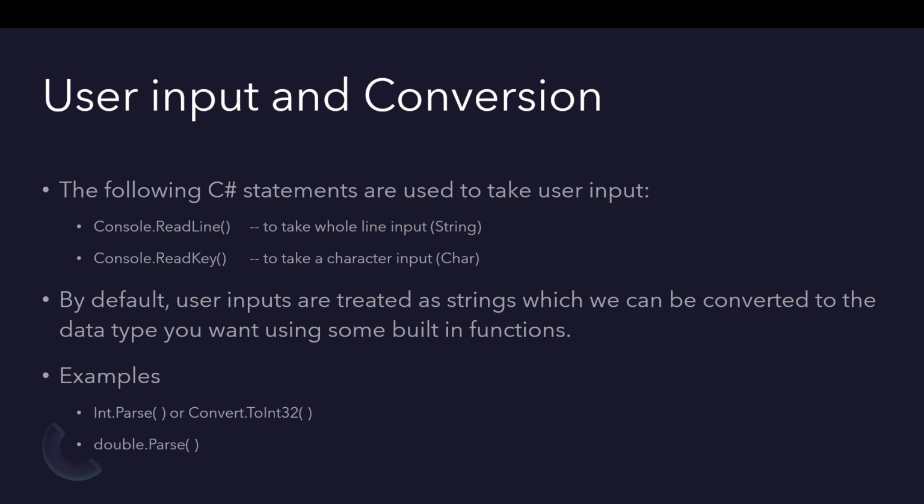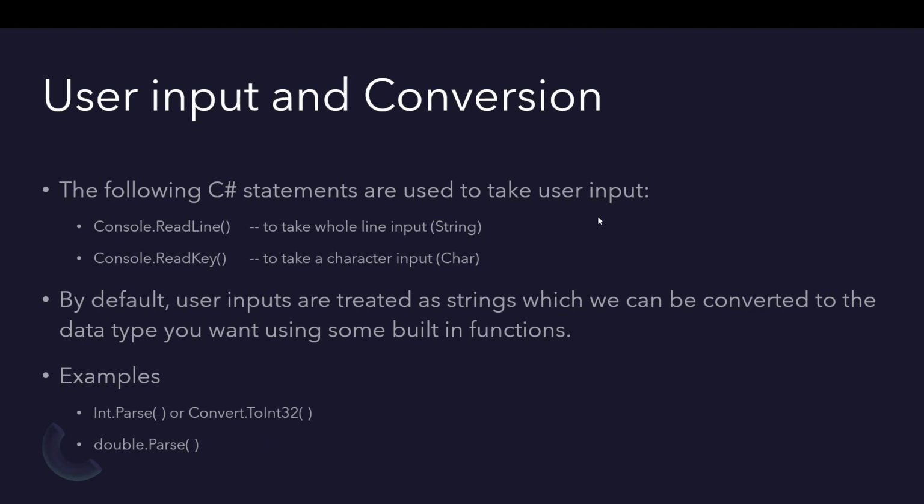We use different built-in methods in C# to convert them into different types, like to convert the user input into date, time, numbers, floats, doubles, char, and all these. Some of the methods that we use are int.Parse, or Convert.ToInt32, or Convert.ToInt16 for short, or Convert.ToInt64 for long. We can use double.Parse to convert a given input into double. I'm going to show you all these in a minute.